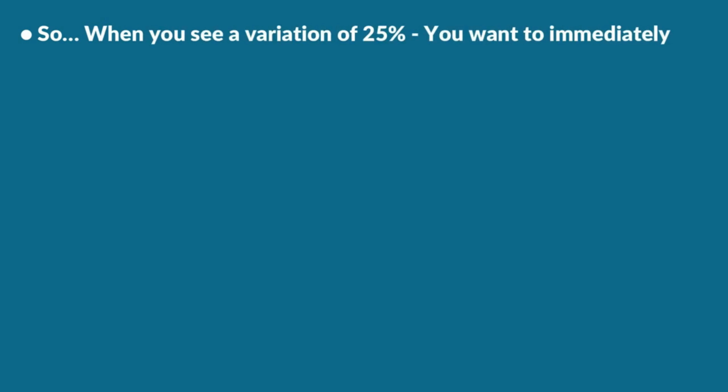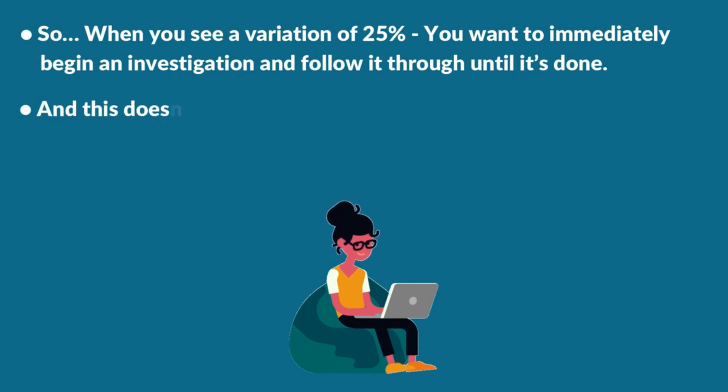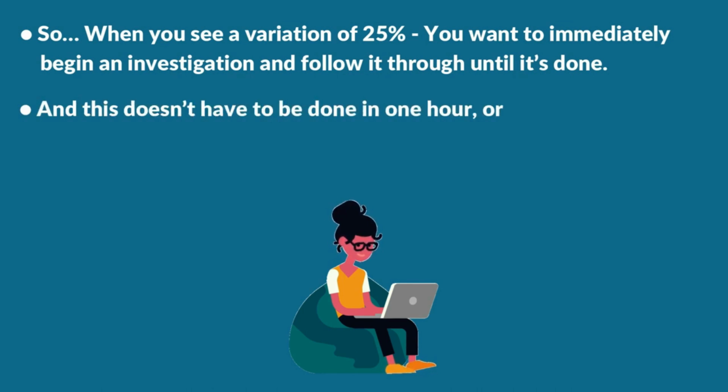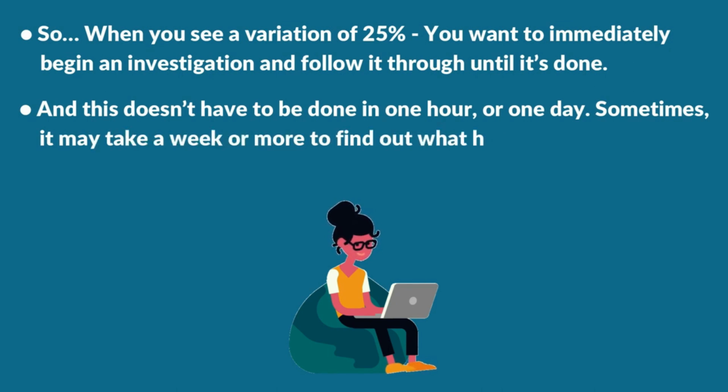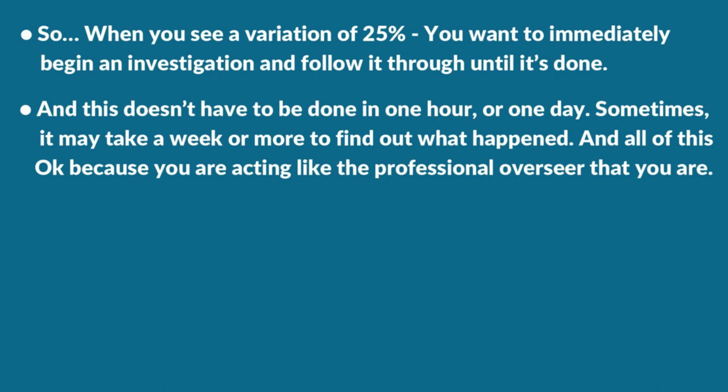So, when you see a variation of 25%, you want to immediately begin an investigation and follow it through until it's done. And this doesn't have to be done in 1 hour or 1 day. Sometimes it may take a week or more to find out what has happened. And all of this is okay because you are acting like the professional overseer that you are.